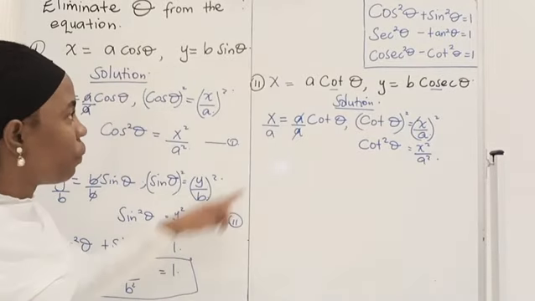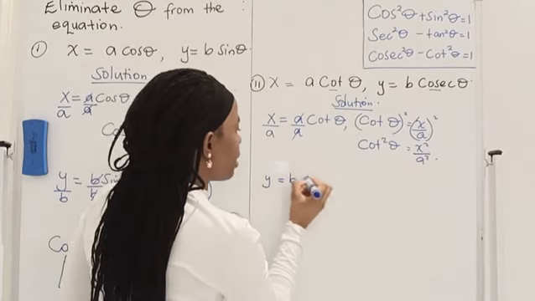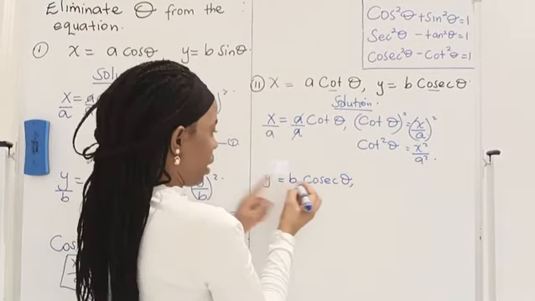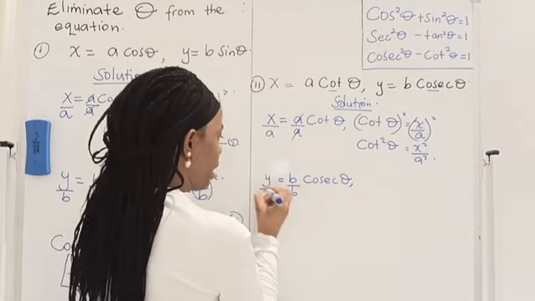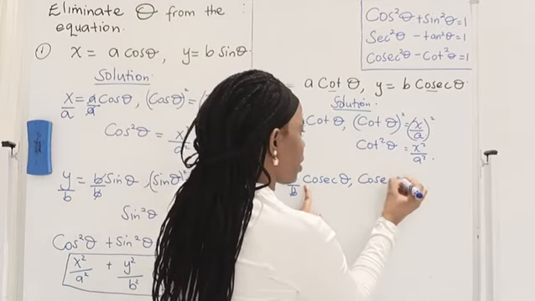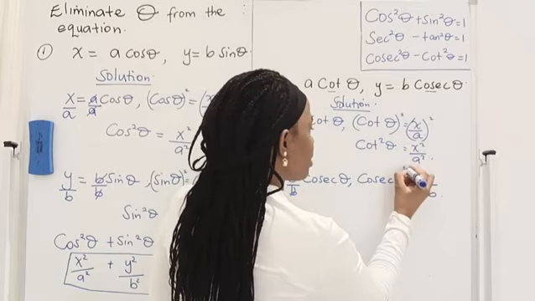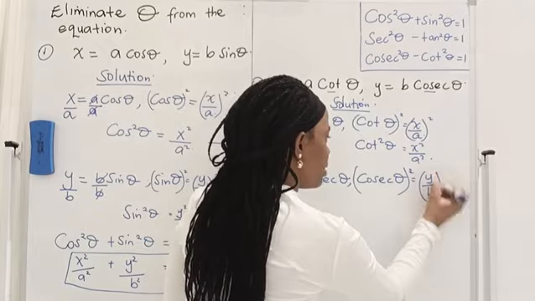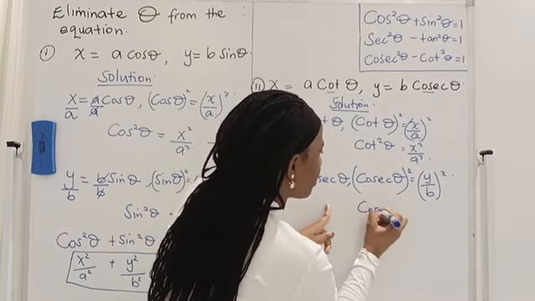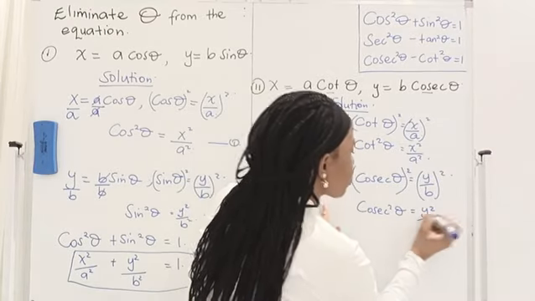Then we have the second one, y is equal to b cosec theta. Now make cosec theta the subject, divide through by b. Now my cosec theta is equal to y out of b. Square both sides. So I will have cosec squared theta is equal to y squared out of b squared.